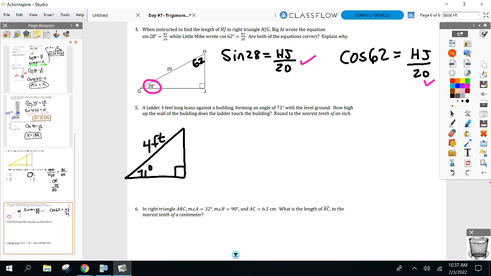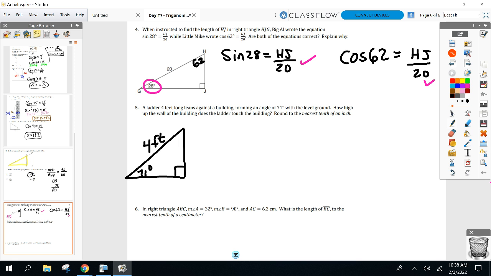How high up the wall of the building does the ladder touch? Which leg am I looking for here? Horizontal, vertical? How far up the wall does it reach? Horizontal or vertical leg? What do we think? Don't make it a 50-50 guess here. Which leg?